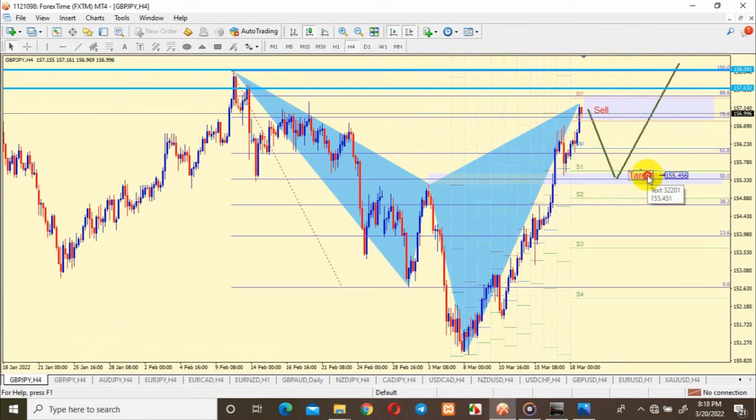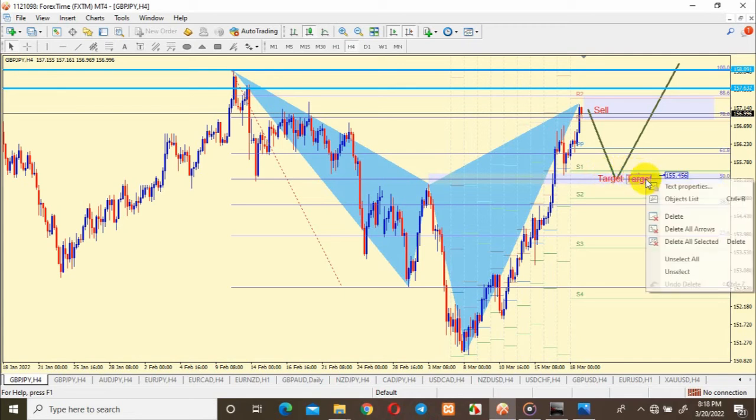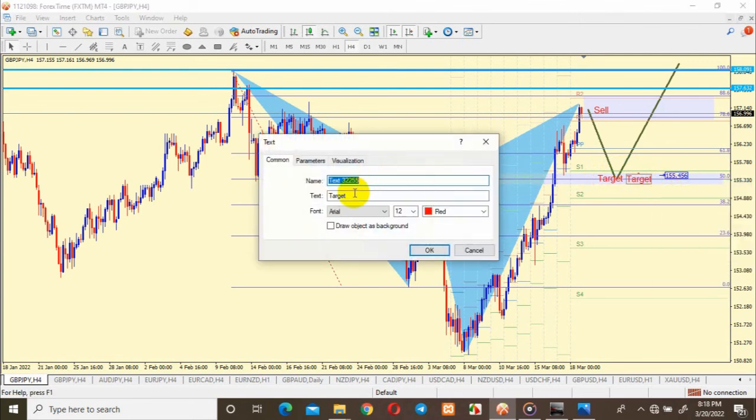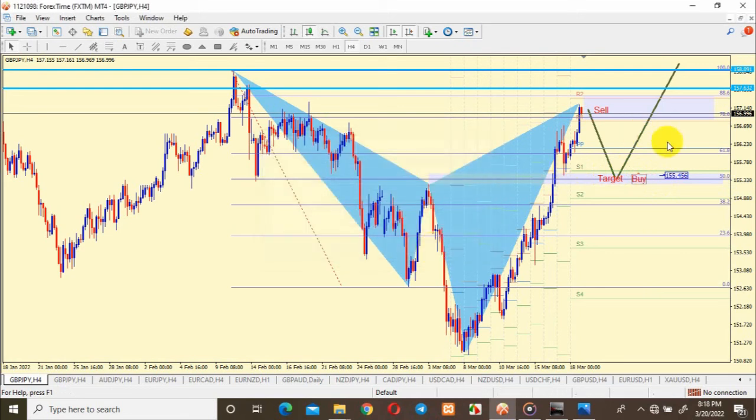Yeah. After this target zone, okay, you can take a buy. So I'm giving you double barrel. You can take a buy. When you take a buy, target this zone, this upper zone here. So that is double barrel.